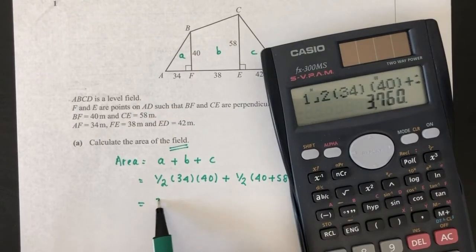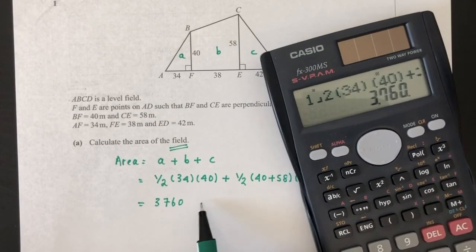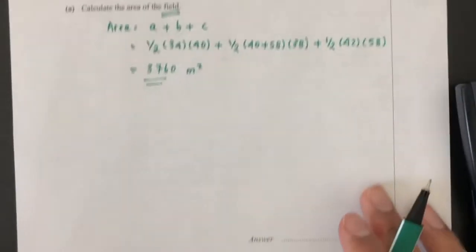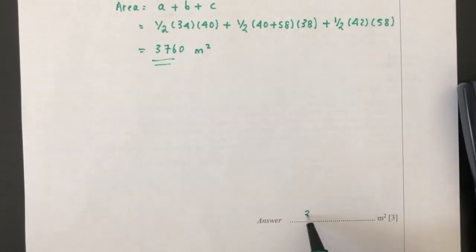That will be 3760 meters square. That is the area of the playfield. That is part 1. So let's write this here, 3760.